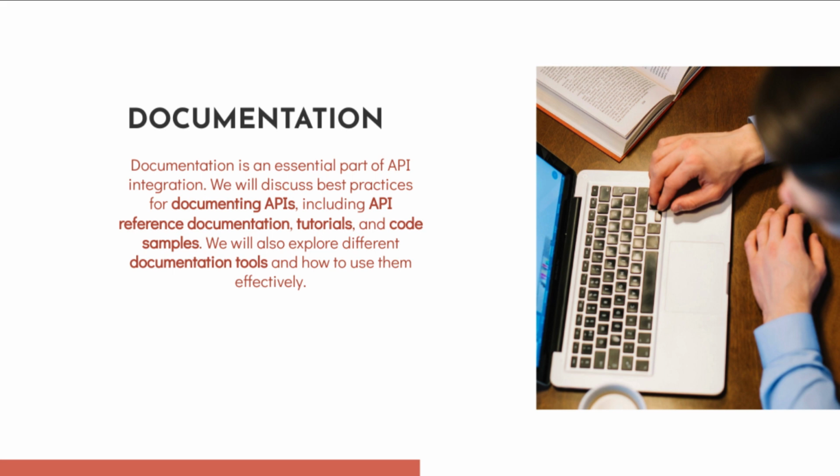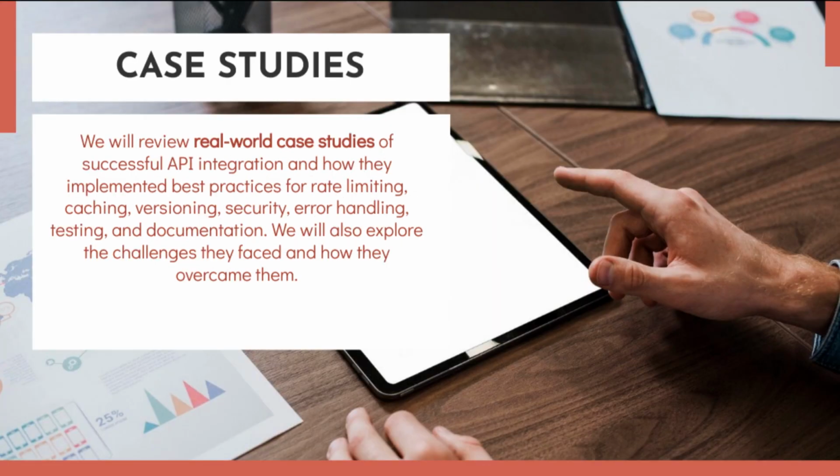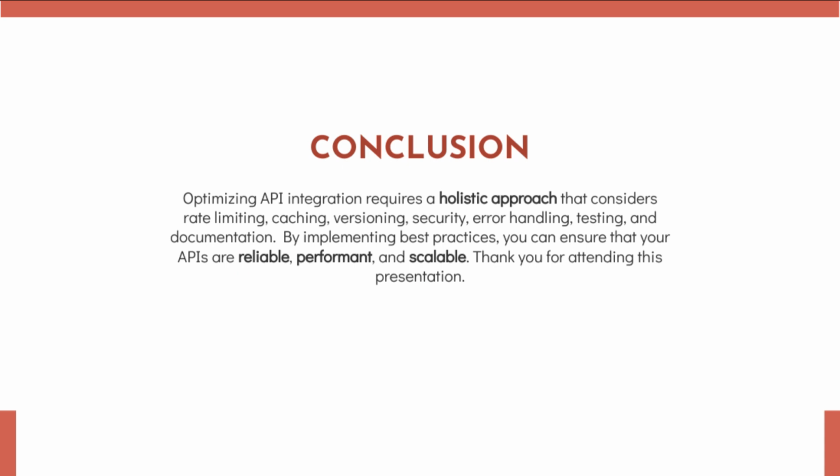Remember, these best practices are not exhaustive, and their implementation may vary depending on your specific API and requirements. Additionally, it's vital to consult the documentation provided by the API provider for any specific guidelines or recommendations they offer. By incorporating rate limiting, caching, and versioning practices, you can enhance the performance, efficiency, and maintainability of your API integrations.